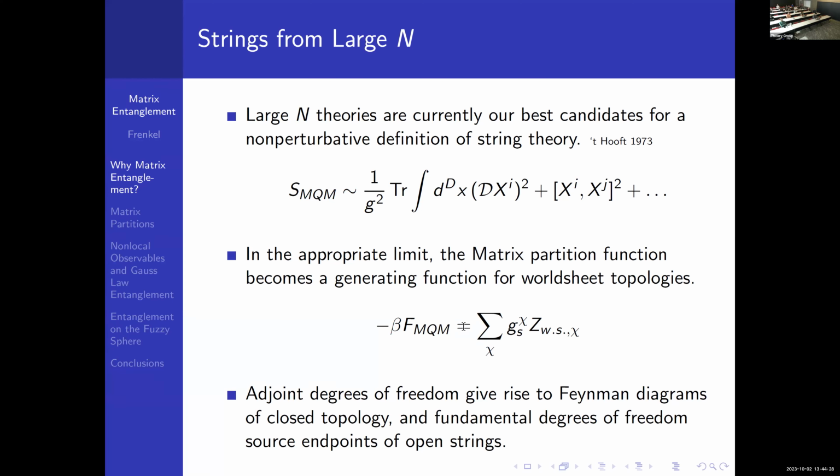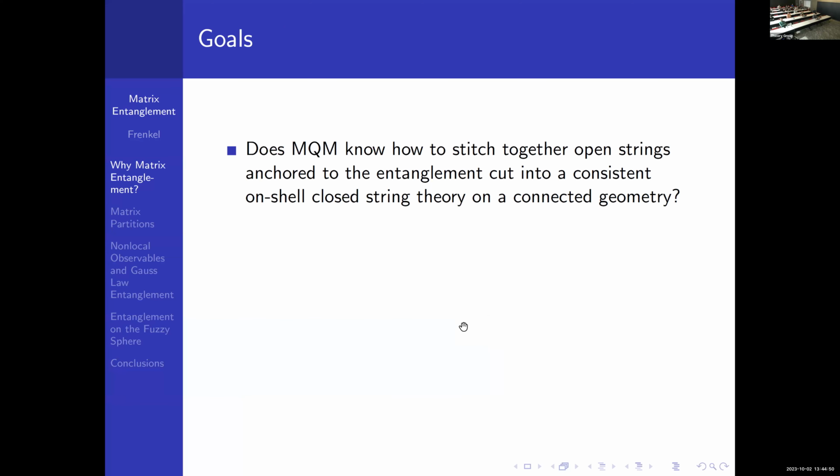Right. And an important feature that I want to emphasize about the large N limit is that adjoint degrees of freedom give rise to finite diagrams of closed topologies, so spheres, tori, etc. And when you insert fundamental degrees of freedom into your Lagrangian, then they can source endpoints of open strings, which is going to be an important feature of what I'm about to talk about. So what are the general goals of this program that we're trying to implement?